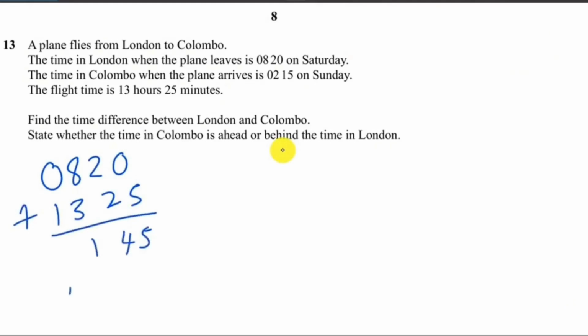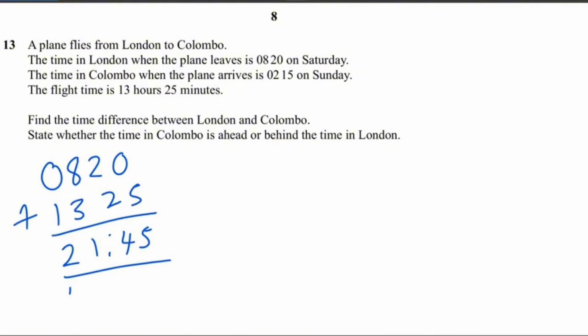So the plane is supposed to arrive at 21:45. It was supposed to arrive at 21:45 if the time zones were the same, but because the time zones are different, it is arriving at 2:15 on Sunday. It was supposed to arrive at 21:45 on the same day, Saturday, but it's arriving at 2:15 on Sunday. So now we need to find the difference.